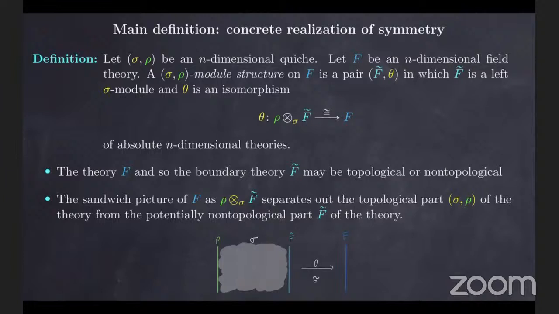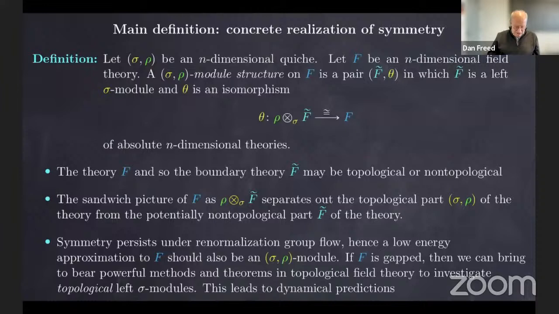Okay, so this is an important point, but I won't nearly have time to get to any example: symmetry, the same way one uses anomalies, is meant to persist under renormalization group flow. So if you have this presentation of your theory F as this kind of sandwich, and we flow the theory F, then this theory F tilde should also flow, and where it flows to should also be a left module and fit into this picture. That can lead to restrictions, particularly if the theory F is gapped and you think it flows to a topological field theory. So that's important. There are examples in the paper, but I won't have time today.